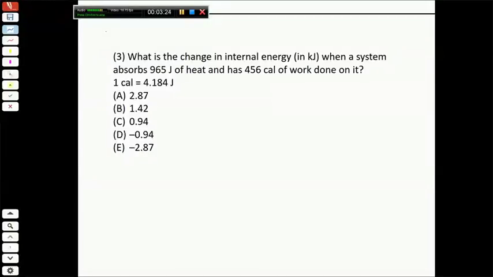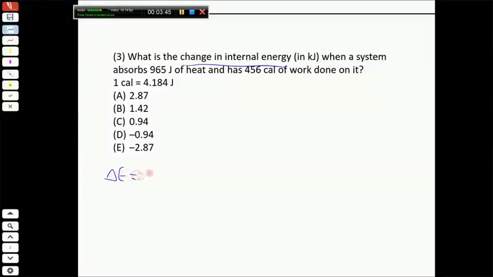So what is the change in internal energy when a system absorbs 965 joules of heat and has 456 calories of work done on it? So we've learned a few different contexts for delta E and delta H and things that are related. But in this case, when we're talking about change in internal energy, we're specifically talking about delta E.